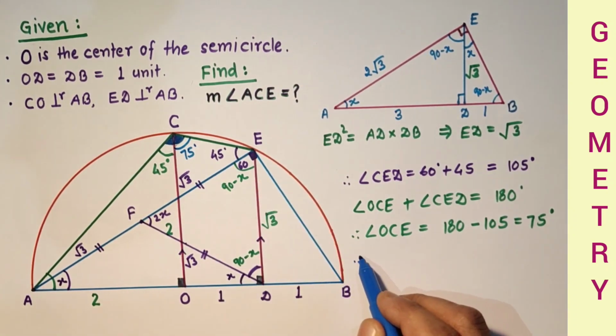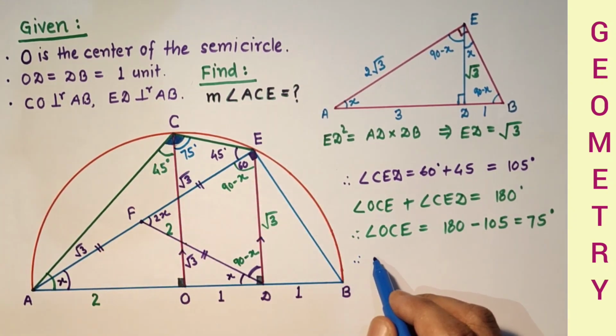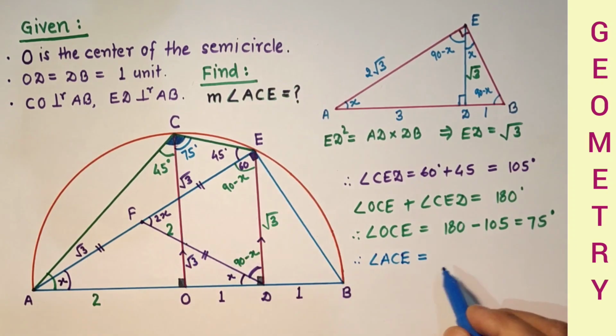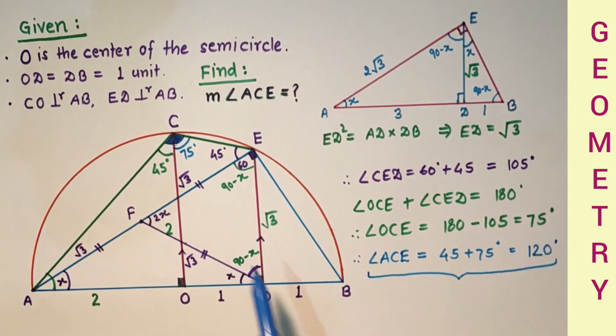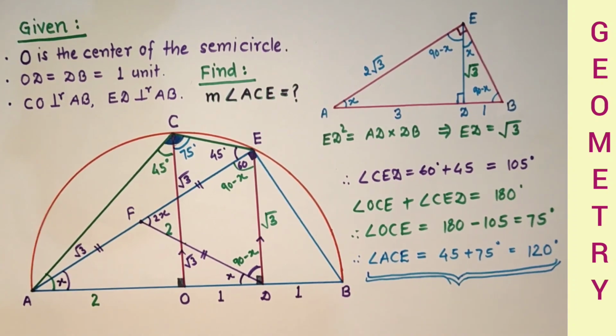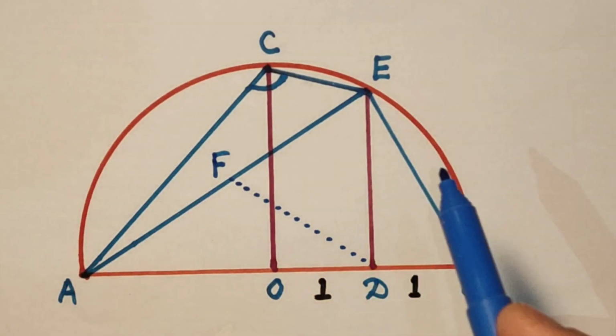So the required angle ACE is equal to 45 plus 75, which is 120 degrees. Angle ACE is equal to 120 degrees. That is the answer. Here is the third method.